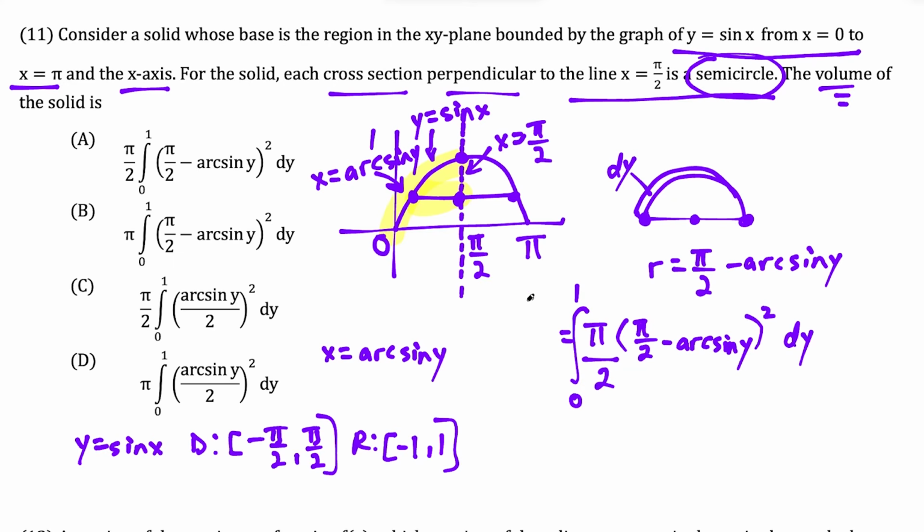So the full volume of the solid is now equal to the integral from 0 to 1. And we have pi over 2, which we could write on the outside. So that eliminates these two choices here. And then on the inside, we have pi over 2 minus arc sine y in parentheses squared dy. So we're going to go with choice A.